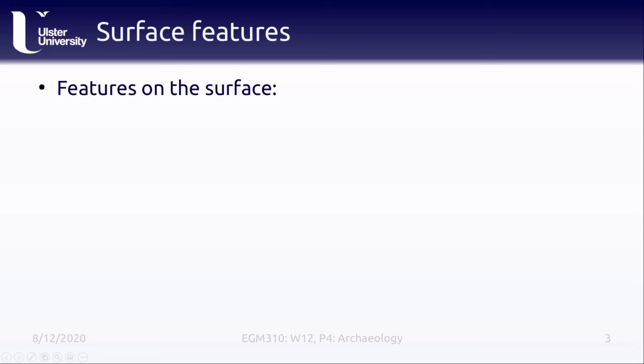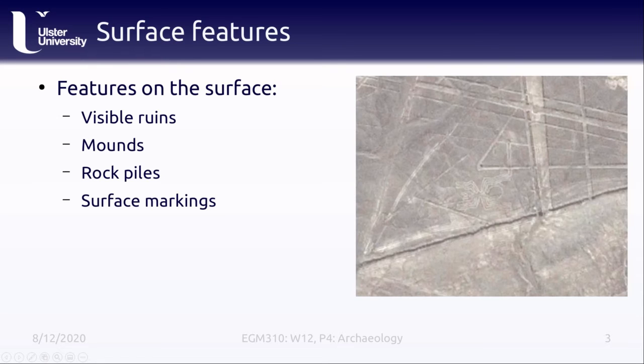One of the ways that remote sensing can help us discover lost sites is by enabling us to see surface features in remote areas. These can take the form of visible ruins, mounds indicating burial sites or covered ruins, rock piles indicating human activity, or surface markings that are difficult to discern from ground level.